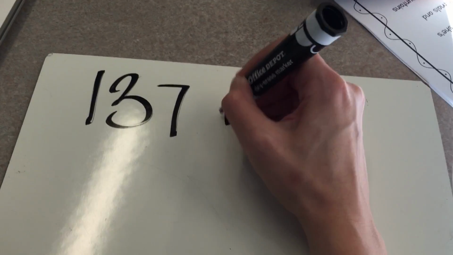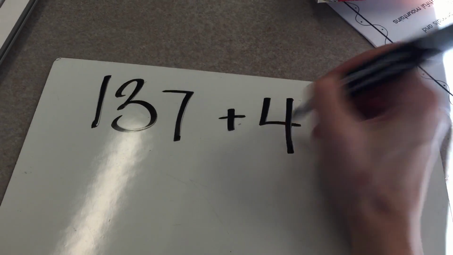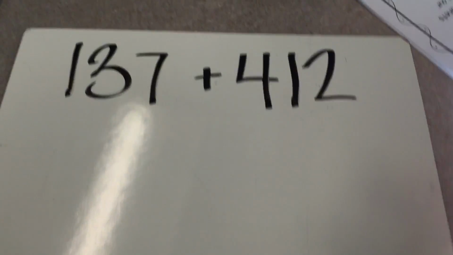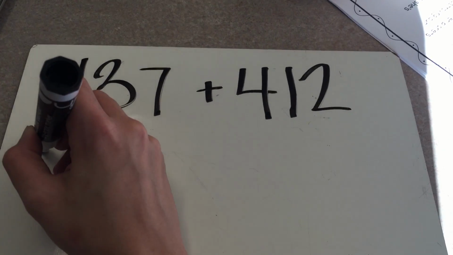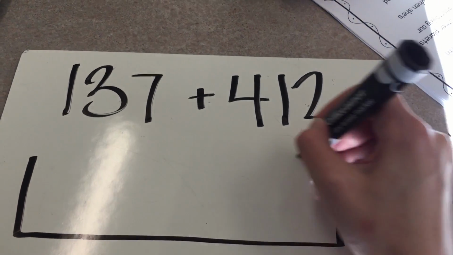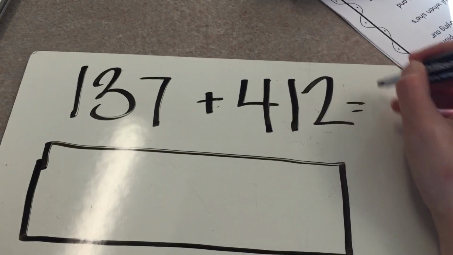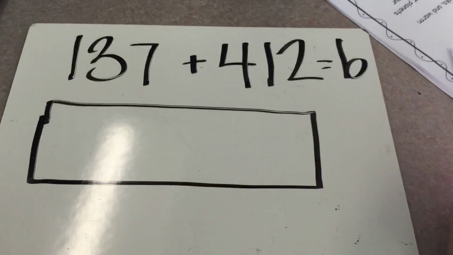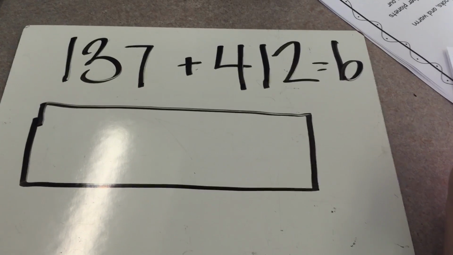Let's try with some bigger numbers. Let's try 137 plus 412. Go ahead and draw your tape diagram. And we'll say this is going to equal B. Let's see if you can pause the video and draw your tape diagram.